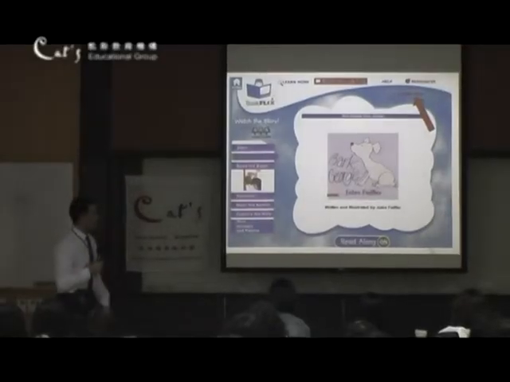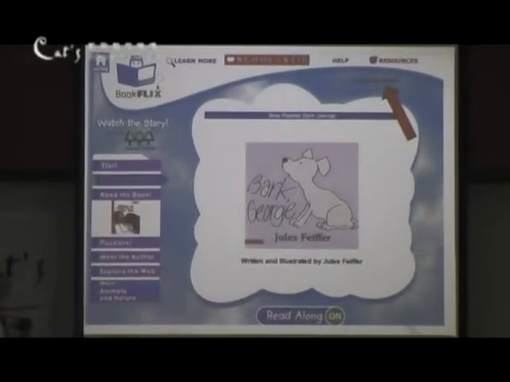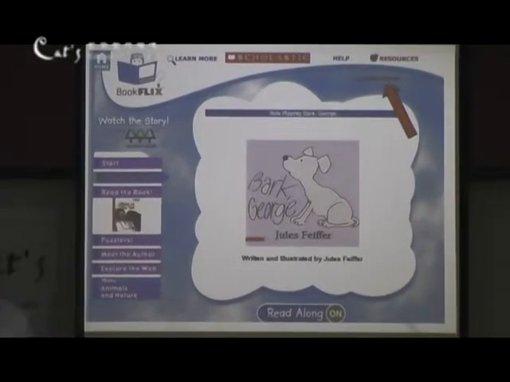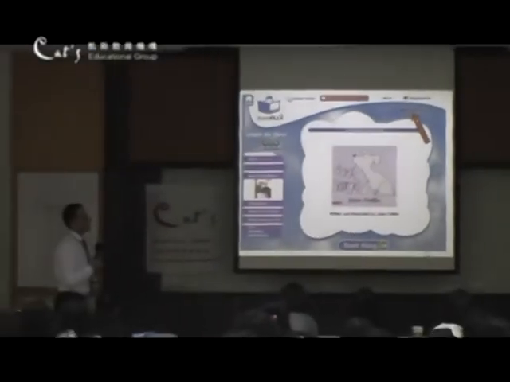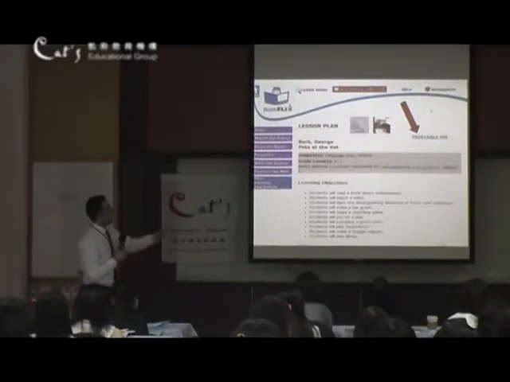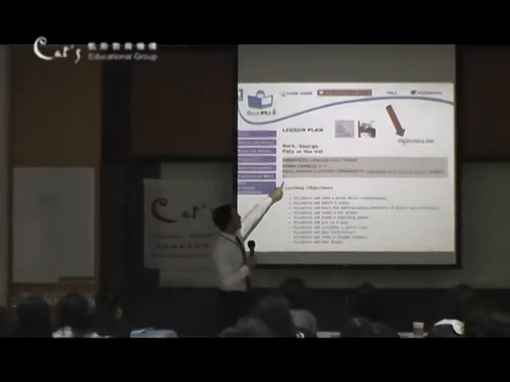So, what you saw when we were playing Bark George, where the red arrow is, that's where you would click and you'd get the lesson plan. And the lesson plan would come up just like this. You have a printable PDF format. It gives you your learning objectives. It gives you your grade levels, content areas.